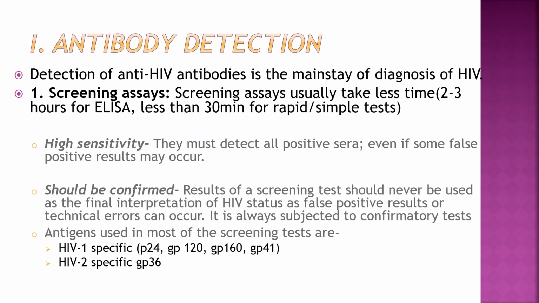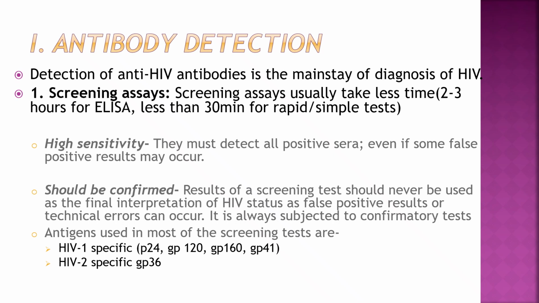So first is antibody detection. Detection of anti-HIV antibodies is the mainstay of diagnosis of HIV. Screening assays usually take 2 to 3 hours for ELISA and less than 30 minutes for rapid or simple tests. They have high sensitivity, so they must detect all positive sera even if some false positive results may occur. Results should be confirmed. Results of a screening test should never be used as a final interpretation of HIV status, as false positive results or technical errors can occur. It is always subjected to a confirmatory test.